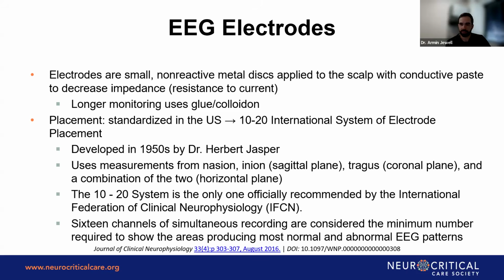I'll show a visual of this also on the next slide, but they use measurements from different parts of the scalp, and those are specific to each patient that gets the EEG. That way it's conformed to each patient and not regulated otherwise. And the 10-20 system is the only currently officially recommended system by the Clinical Neurophysiology Federation. And they recommended 16 channels of recording as a minimum number to show most normal and abnormal patterns.